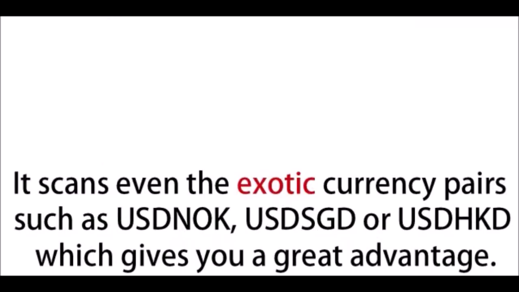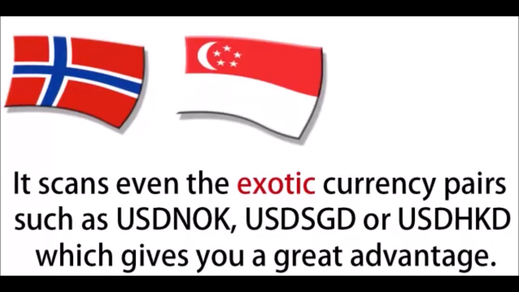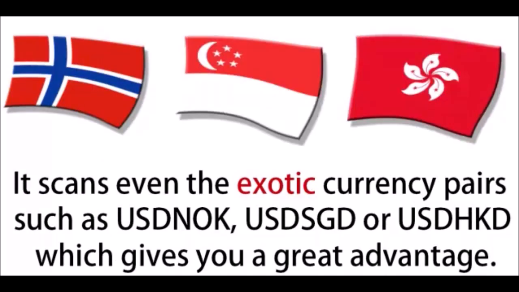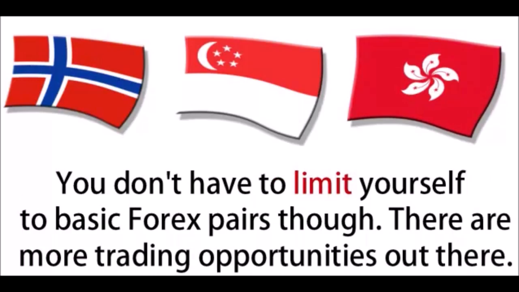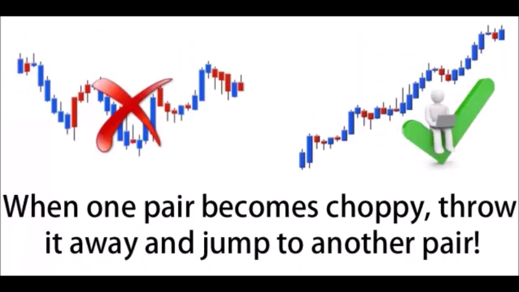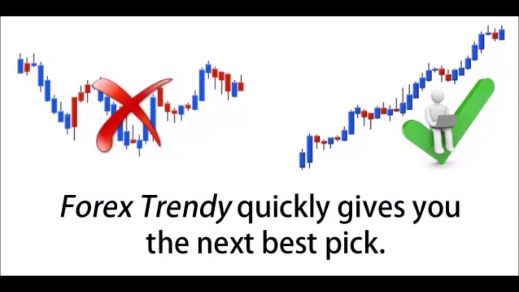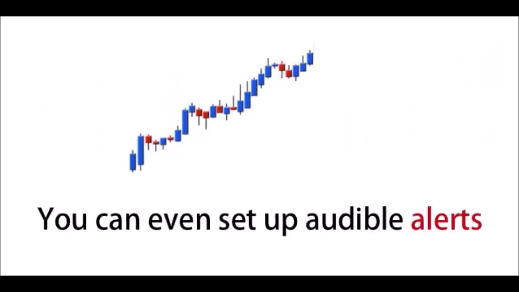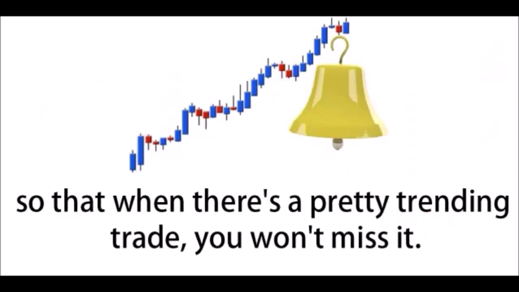It scans even the exotic currency pairs, such as the Norwegian krone, the Sing dollar, or the Hong Kong dollar, which gives you a great advantage. You don't have to limit yourself to basic Forex pairs though. There are more trading opportunities out there. When one becomes choppy, throw it away and jump to another pair. Forex Trendy quickly gives you the next best pick. You can even set up audible alerts so that when there's a pretty trending trade, you won't miss it.